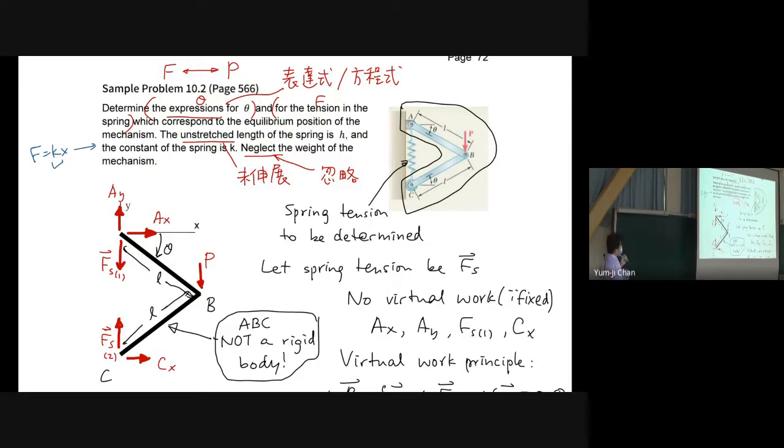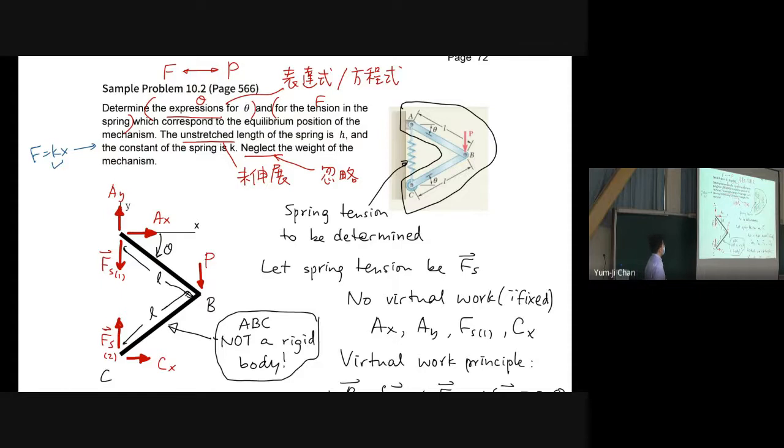So we need to determine theta and the tension F. What do we know? We know H and K and L. We don't know theta. And we know P.